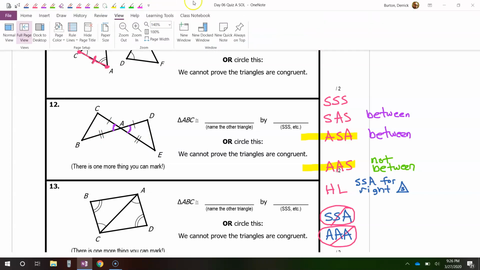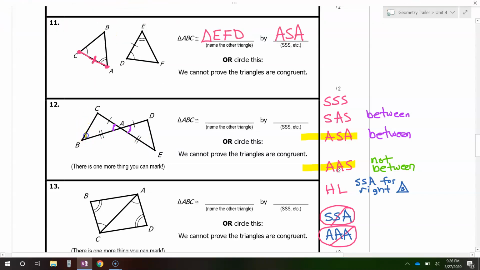So now, focus on one triangle at a time. For example, focus on this triangle over here on the left.